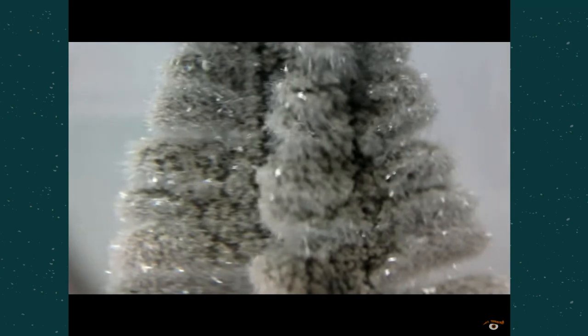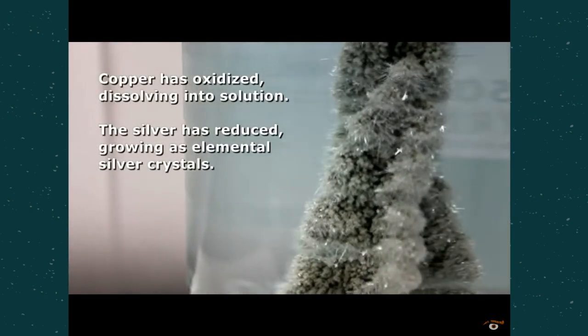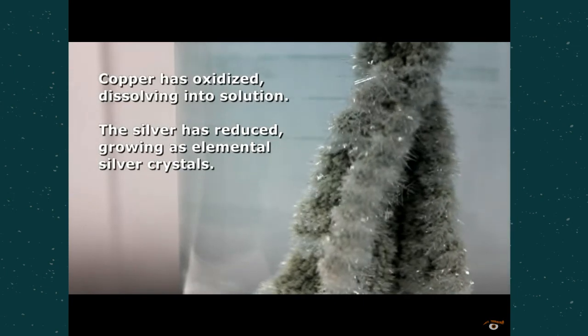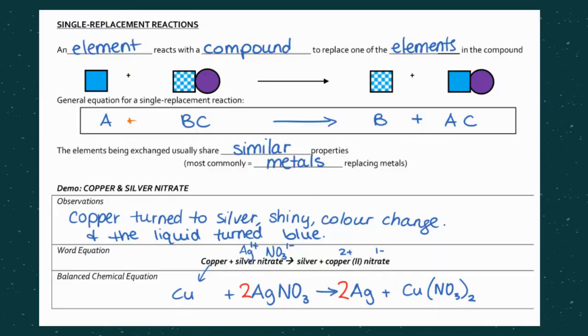You might also notice that the water is turning bluish. You think of like the Statue of Liberty, that's kind of bluish. It's also because it's made of copper. Okay, let's talk about this for a bit. So observations, we noticed that the copper turned into silver because they swapped places. And so there was a color change to show that a new substance was produced. And we also noticed that the liquid turned blue.